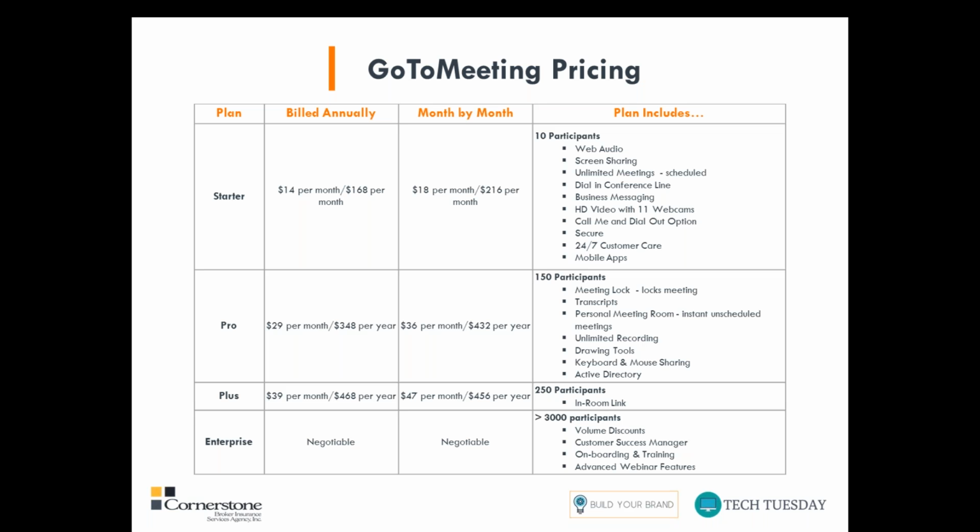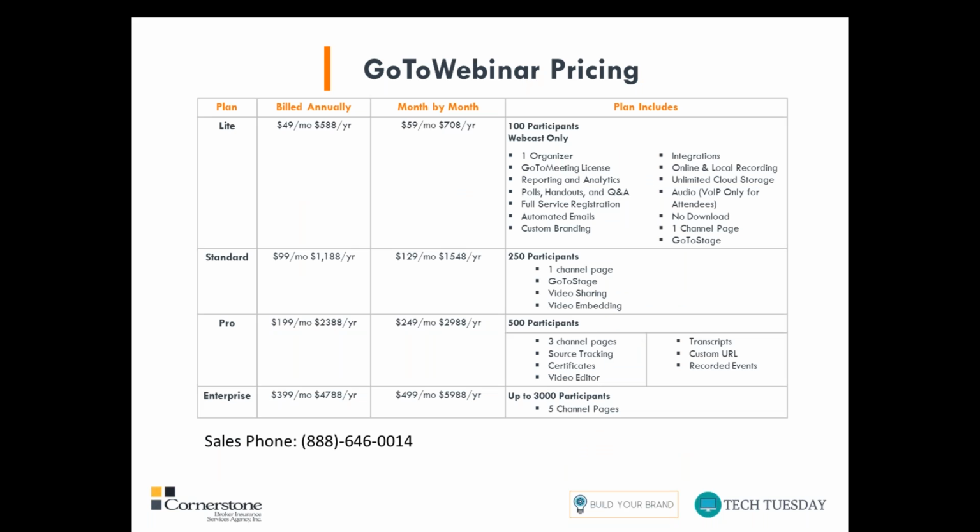The plus option, in my opinion, isn't really worth the money because all it does is add 100 participants and an in-room link, but the enterprise plans are very useful for GoToMeeting. You get volume discounts, onboarding and training, advanced webinar features, and 24/7 customer support, which is just so useful. The prices are negotiable as well, and I'll have the sales phone line for you on our next slide.